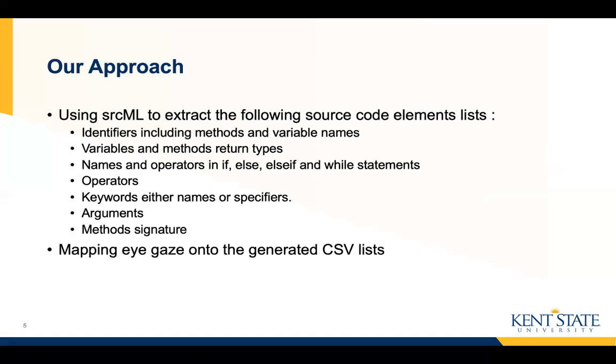Related to our approach, we used the SourceML tool to extract the following source code elements list from the source code. For each list, it will include the term, the exact term, and the line number and the column number, for each navigation area listed here. Then we mapped this list to the eye gaze data generated by the participants.